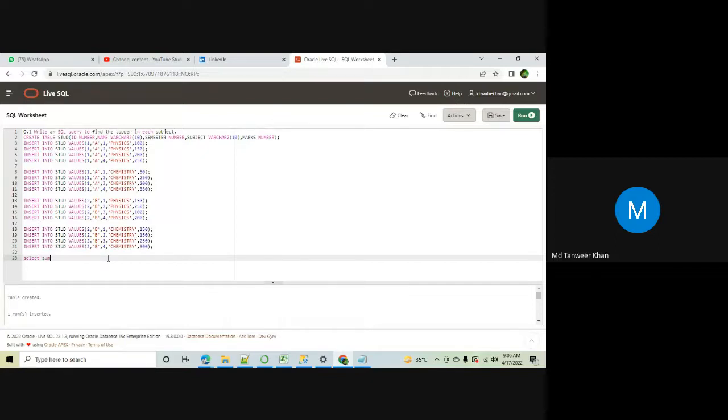First of all, you have to find the total marks scored by each student in each subject, right? That's the first thing you have to find. Sum of marks scored by each student in each subject from the student table. Group by name and subject.